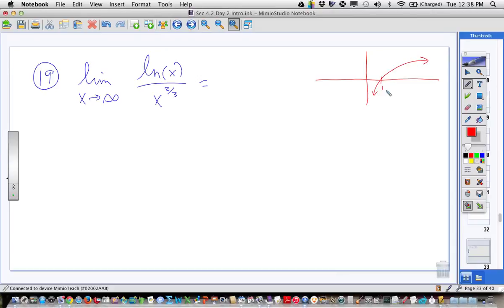What about x to the 2/3? What happens to that when x gets bigger? It gets bigger too. Not as fast as x would, but it's a cube root. So as x gets bigger, you cube root it, it's still getting bigger, and then you square that, so it's getting bigger. So it's going to keep getting bigger also. Now the question is, which one's getting bigger faster? I don't know exactly. I think that's why this is a hard one.